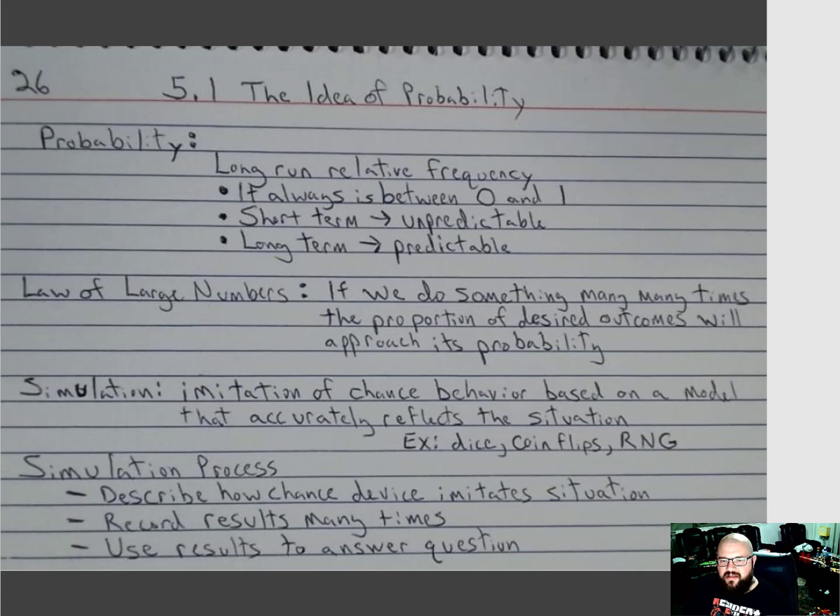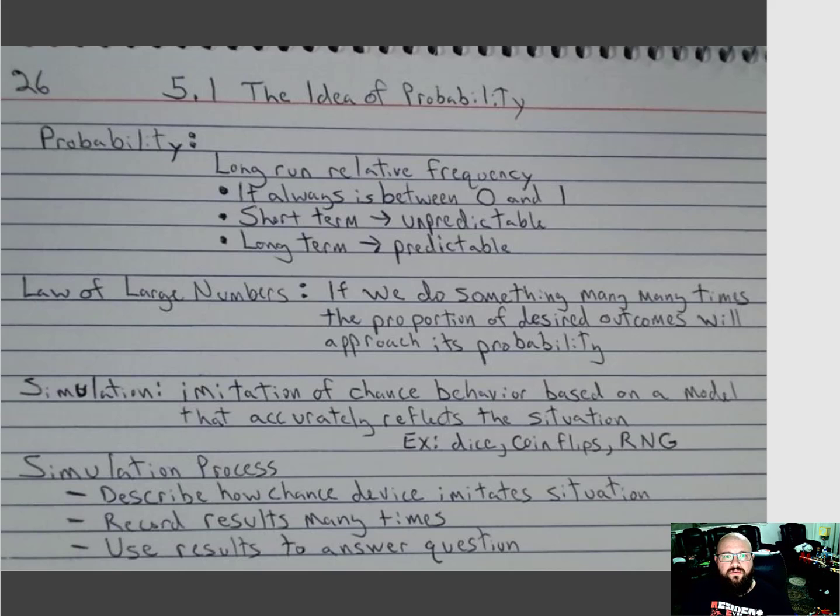So the simulation process: describe how a chance device imitates a situation, okay? Then we're going to record results many times and use those results to answer questions, okay? If we do these simulations many times, it actually comes out to be a lot better setup where we get our bell curve and a more predicted setup overall. The simulation process is more accurate by doing it many times, and therefore the results that we get are acceptable to answer the questions that are asked.